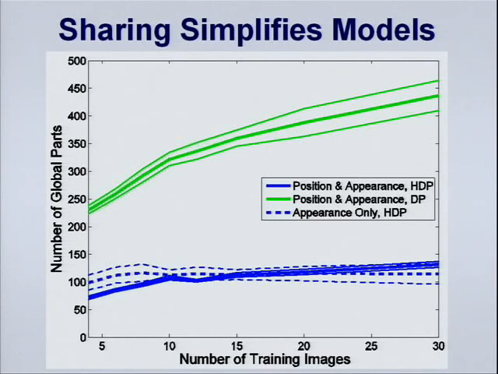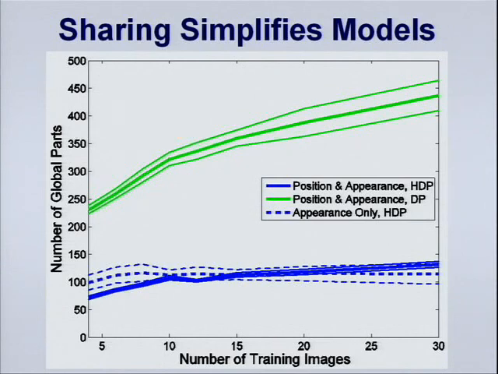Another benefit, I think, is that you get simpler, more compact models by sharing. Here I'm showing the number of parts that I create as a function of the number of training images per category. The green line up there is for independent models of the 16 categories. This blue line is with shared parts. So not only am I doing better in performance, I have about 130 parts instead of 450.